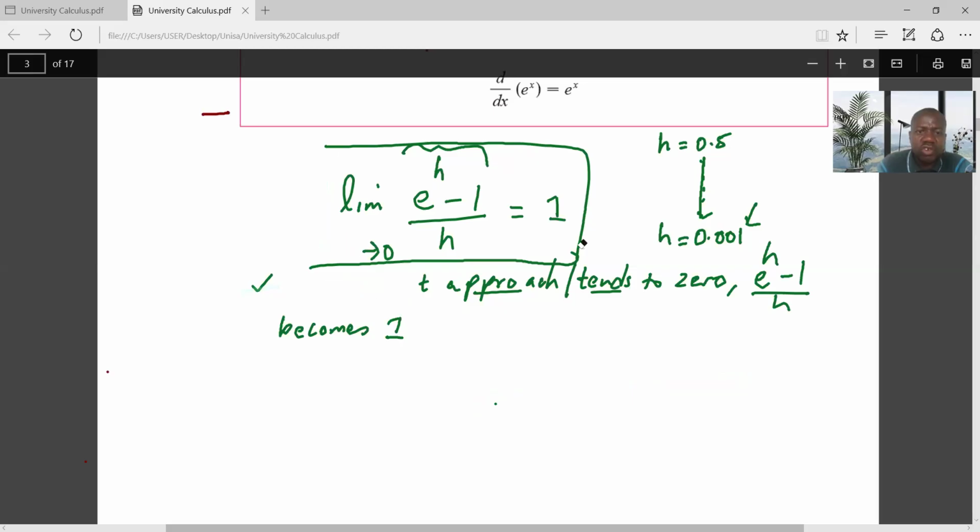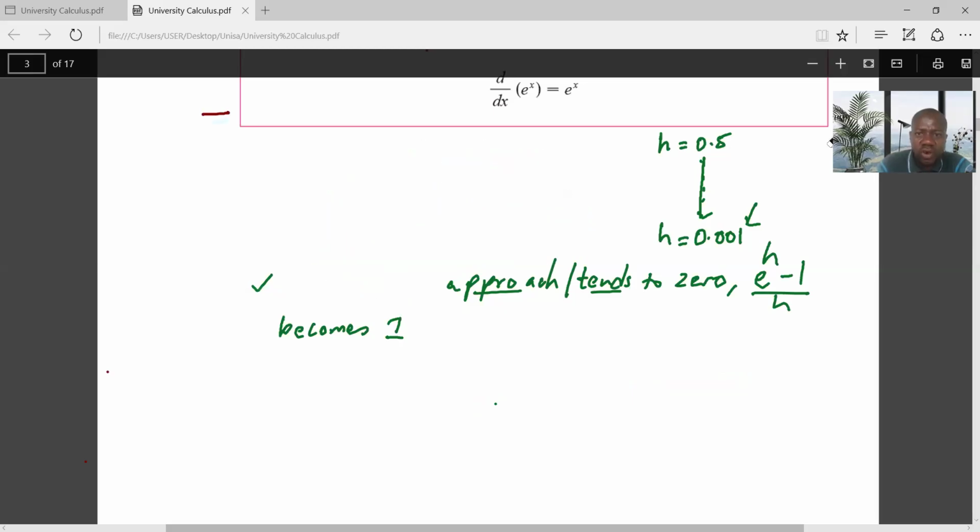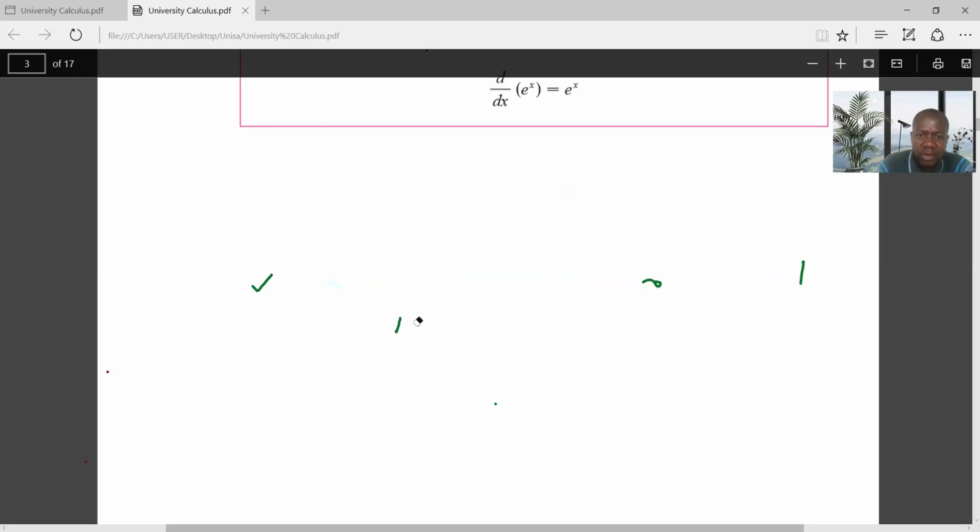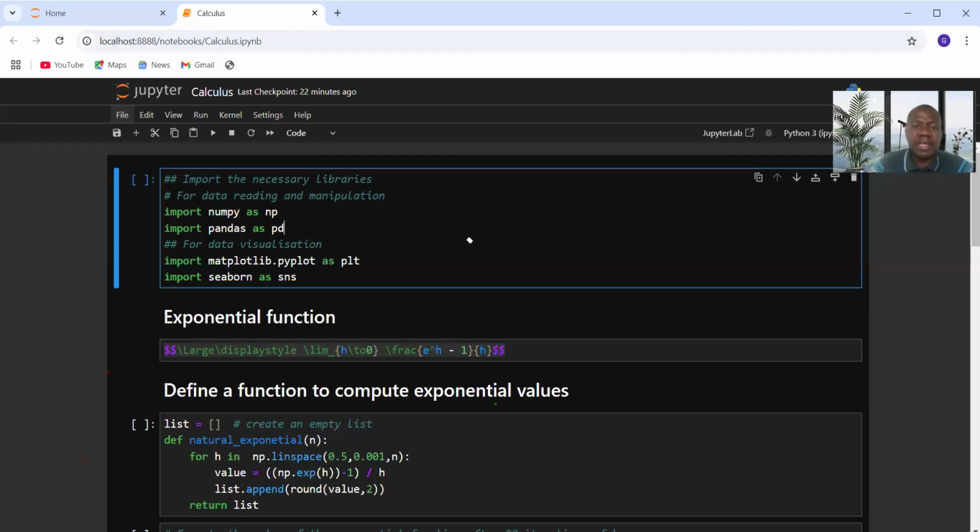So let's take this practically using Python programming. Let me share the Jupyter notebook to display what I'm actually talking about. So here is my Jupyter notebook. Already I have imported the libraries that we'll use. For example, I've used NumPy for manipulations, pandas for data reading, and matplotlib and seaborn. This is just to visualize.